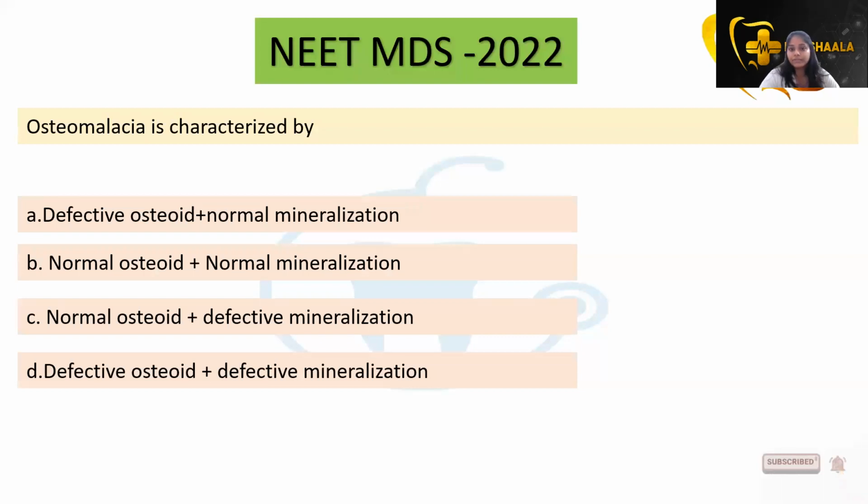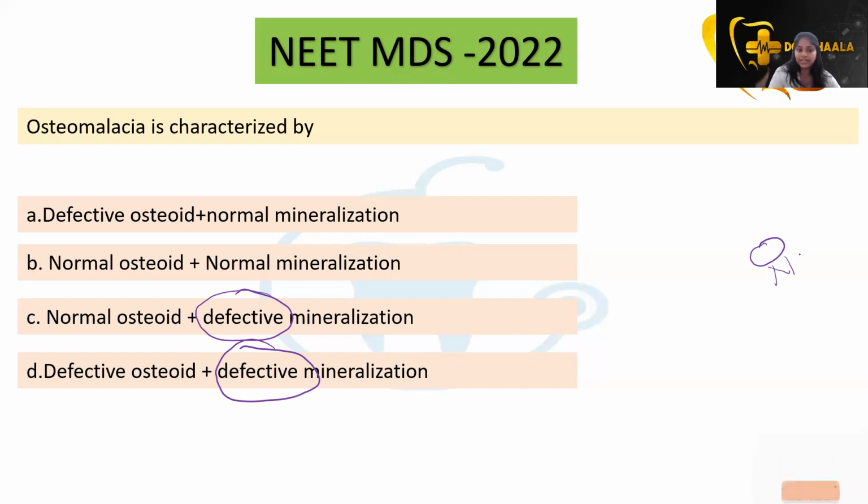One thing we have to keep in mind is that in osteomalacia, there is only defective mineralization. The osteoid, which is the main part forming the bone, is normal. There is no problem with the osteoid, only with mineralization. So the answer for this question will be normal osteoid and defective mineralization.